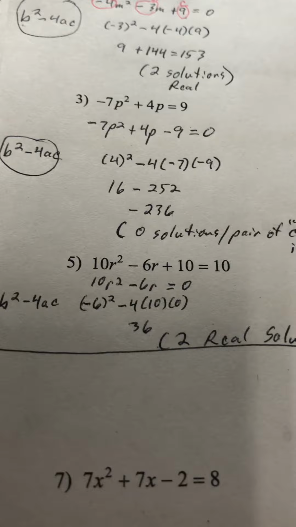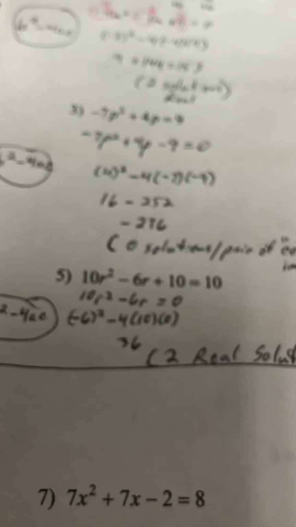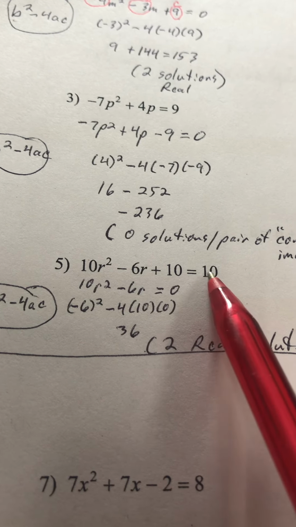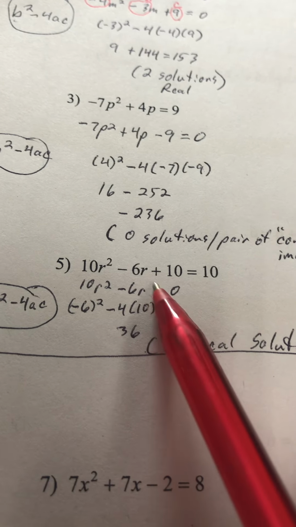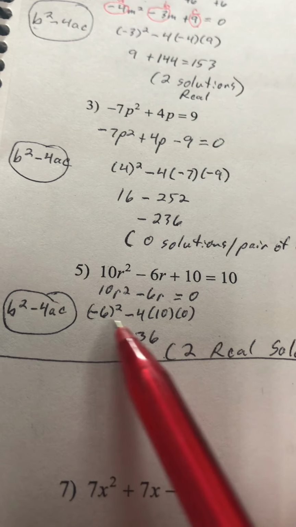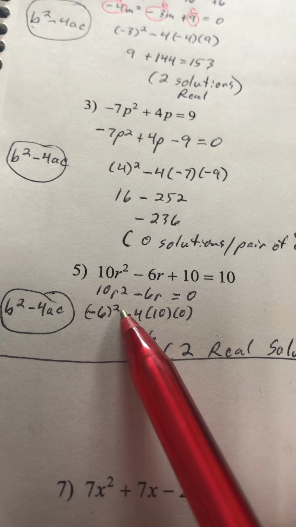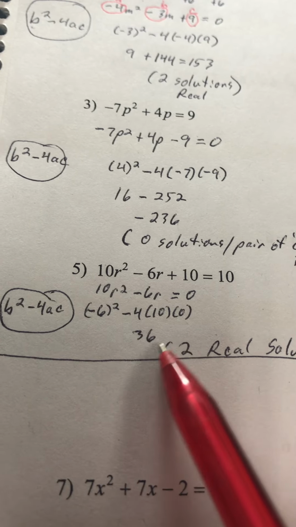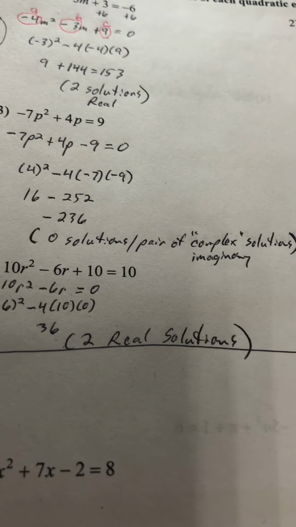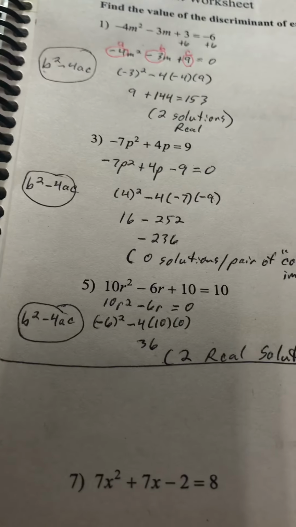And then for number 5, same thing, using that part of the quadratic. Changing this to quadratic form, I subtract 10 from both sides, and I don't have a c back here, so I have a 0 for my c. When I work this all out, my b squared minus 4 times a times c, I get 36. So you're going to have two real solutions, two real number solutions for number 5.